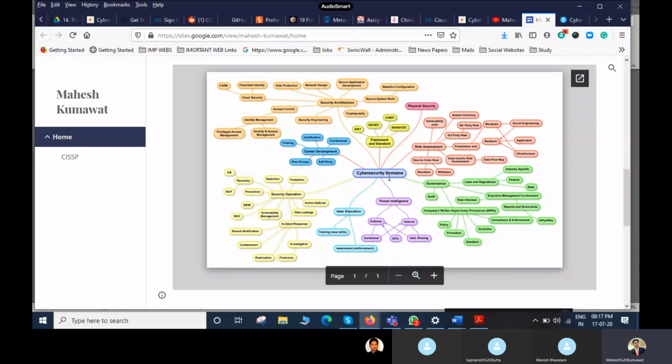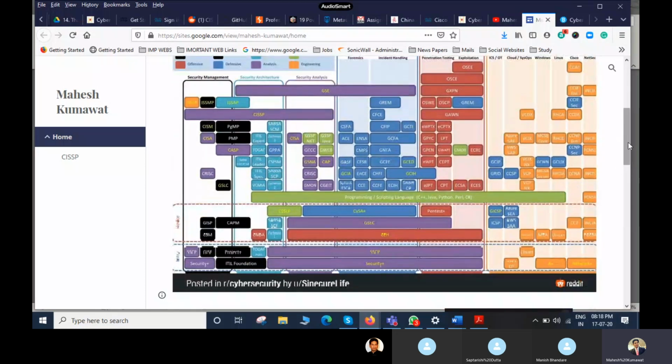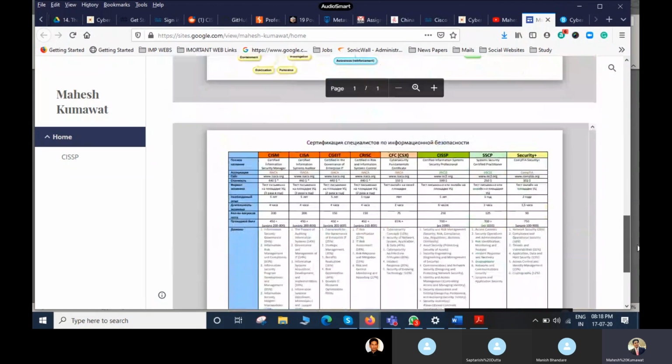And this is about the cybersecurity domains. We are talking about different domains: identity access management, security architecture, risk management, threat intelligence, security operations, and career development. So there are different types of security domains, and you get a broader view of what sort of things you are going to see in the cybersecurity domain, what you're going to learn. These are all the certifications in security engineering, offensive and defensive operations, security analysis, security architecture and security management. Then we go further down.